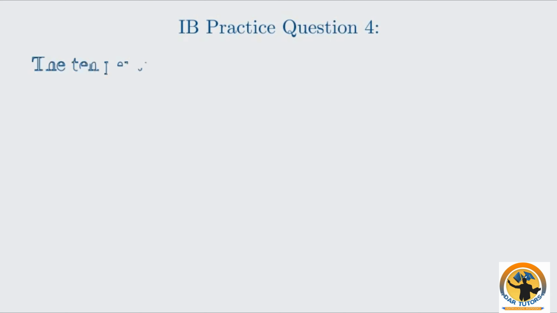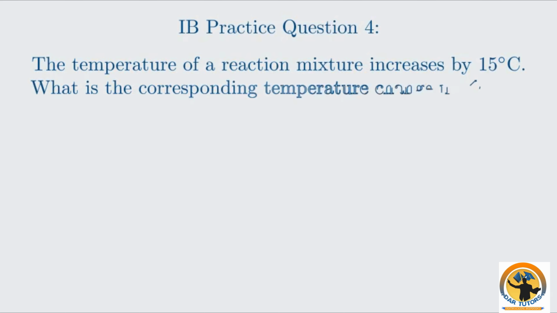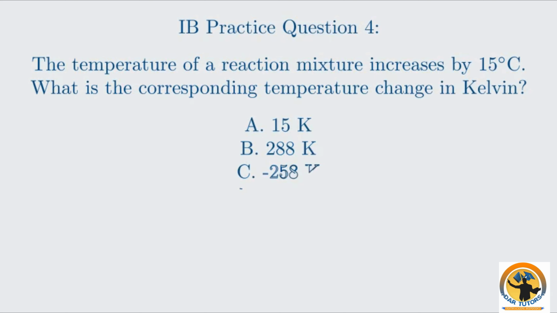Question 4 tests your knowledge of temperature conversions. Remember the top tip we learned. A change in temperature has the same numerical value on both the Celsius and Kelvin scales. Therefore, a 15 degrees Celsius increase is equivalent to a 15 Kelvin increase. There is no need to add or subtract 273.15, as that is only for converting a specific temperature from one scale to the other, not for a temperature change.